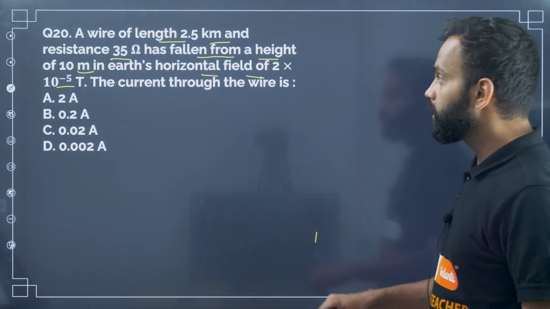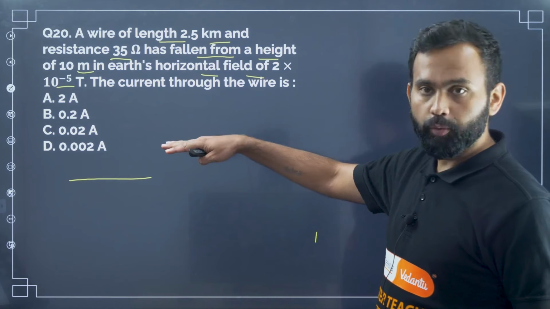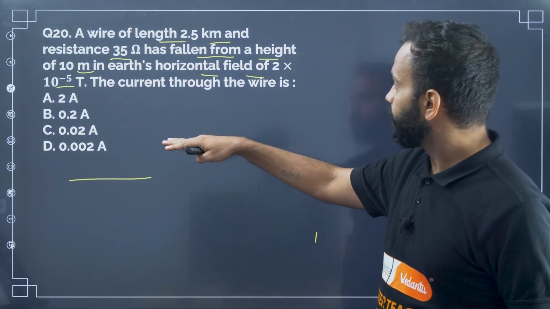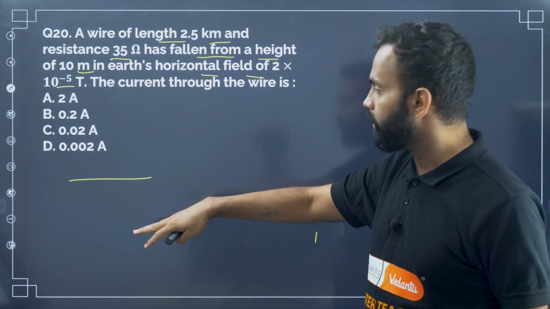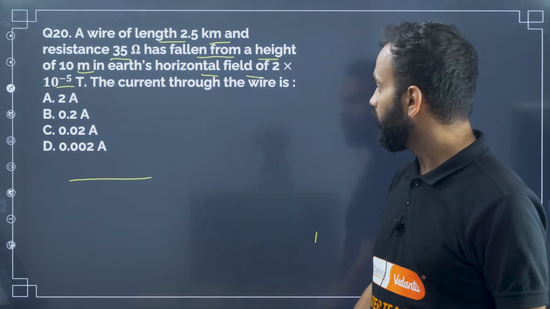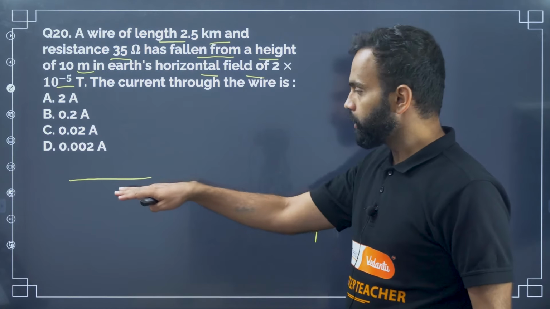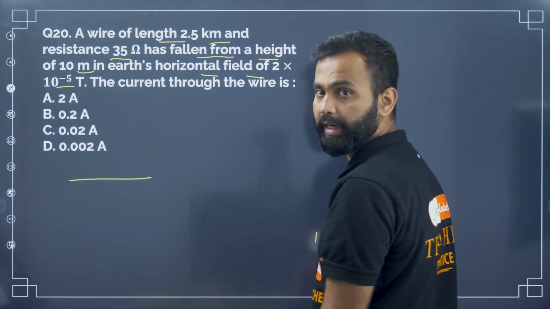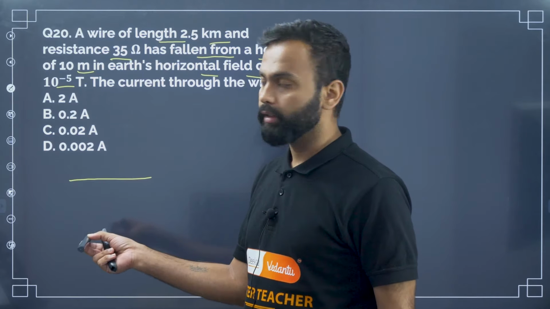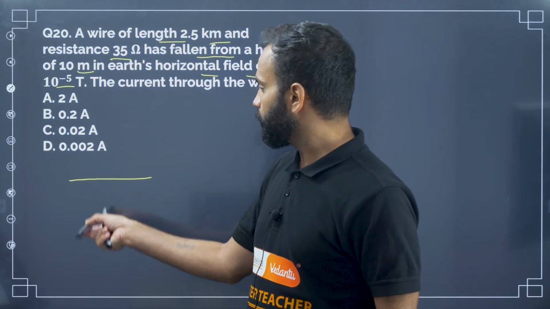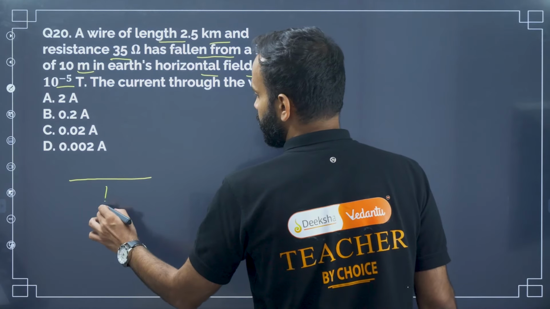Okay, so let's imagine the situation. Here this is the wire, right? So this wire, a 2.5 kilometer wire, falls from, what is the height? Fallen from a height of 10 meter. Okay, it falls from the 10 meter height, isn't it? Right? So Earth's horizontal magnetic field is given. Here the motion of the wire is perpendicular to the magnetic field, right? So this is the direction of the Earth's horizontal magnetic field, isn't it? So motion of the wire is perpendicular to the Earth's horizontal magnetic field. Okay, so this is the motion of the wire.